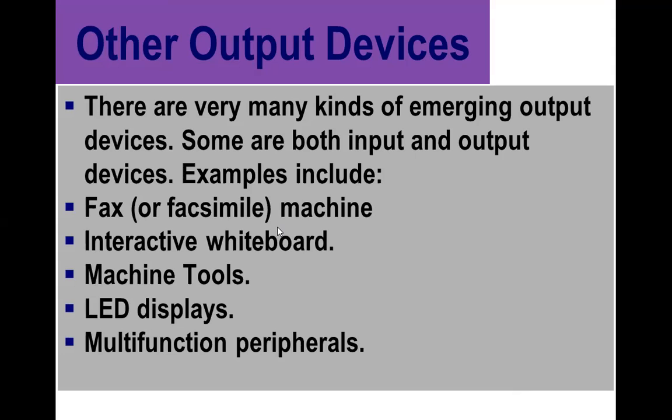For example, when you send a fax, it is first scanned and displayed in soft copy, and then it is printed out in the form of a text message. That's why you say that a fax machine is an output device and at the same time an input device. The interactive whiteboard also serves as input and at the same time as an output device.